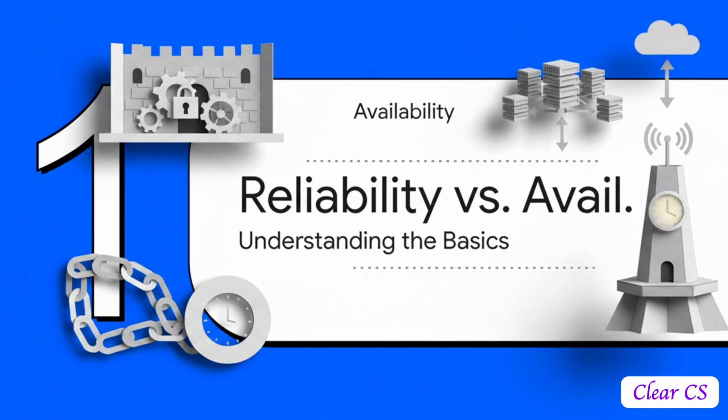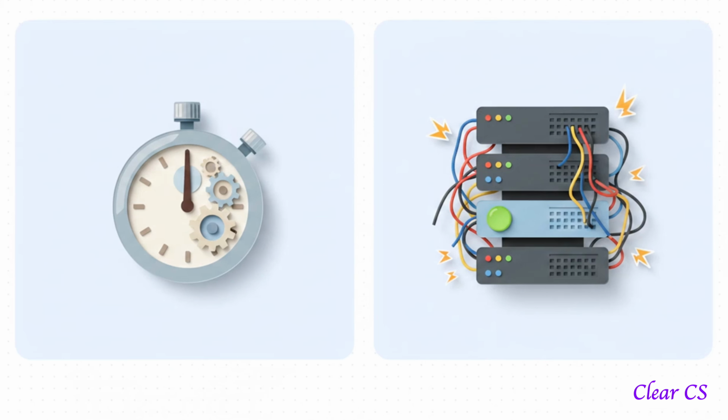All right, Section 1, reliability versus availability. People use these terms interchangeably all the time, but they are actually very different. So the crucial point here is drawing a hard line between a system's ability to function correctly over time versus its overall accessibility. Let's break it down. Reliability is measured by mean time between failures, or MTBF. Basically, it asks, how long can this system run without making a mistake or throwing an unexpected error? Availability, on the other hand, is just uptime percentage. It's simply asking, is the system operational and responding to me right now?